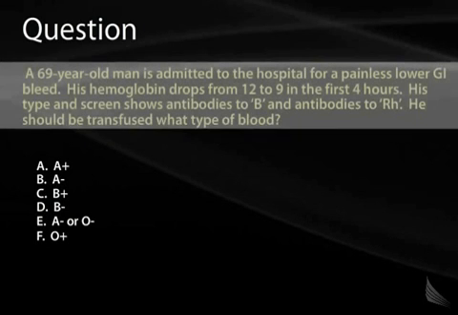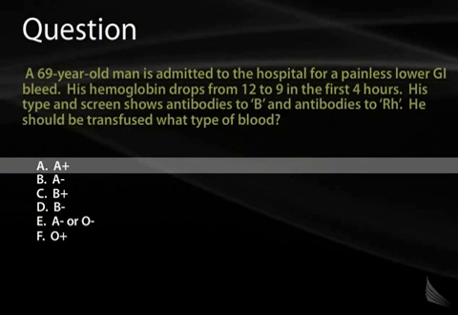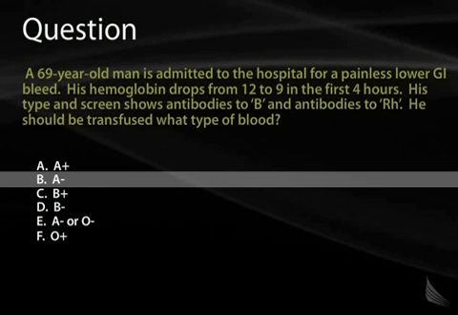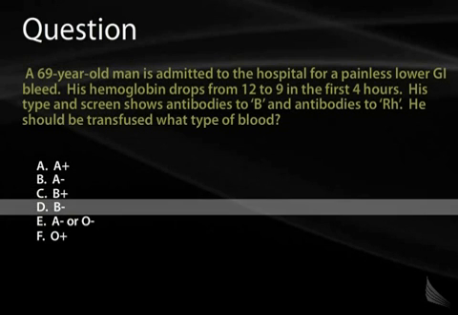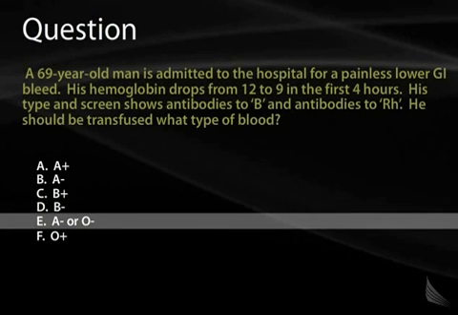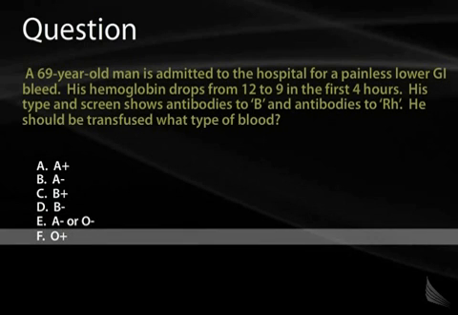How about this one? A 69-year-old man is admitted to the hospital for a painless lower GI bleed. His hemoglobin drops from 12 to 9 in the first 4 hours. His type and screen shows antibodies to B and antibodies to Rh. He should be transfused what type of blood? Is it A, A positive, B, A negative, C, B positive, D, B negative, E, A negative or O negative, or F, O positive?